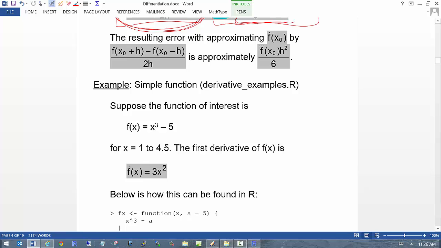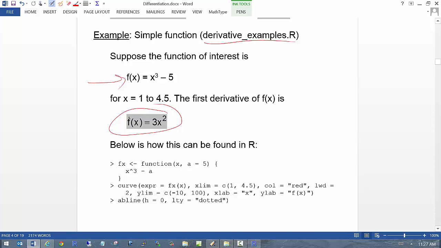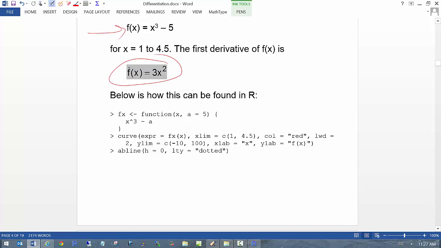So the corresponding code here is in derivatives_examples.r. And we're simply going to take a look at a very simple function. f of x is equal to x cubed minus 5. And we're going to be interested in this function from x equal 1 to 4.5. So we want to actually approximate the derivative within that range. Well, since this is such a simple function, we can, of course, calculate this first derivative. It's 3x squared. And let's look at a graph of the function and the derivative itself.